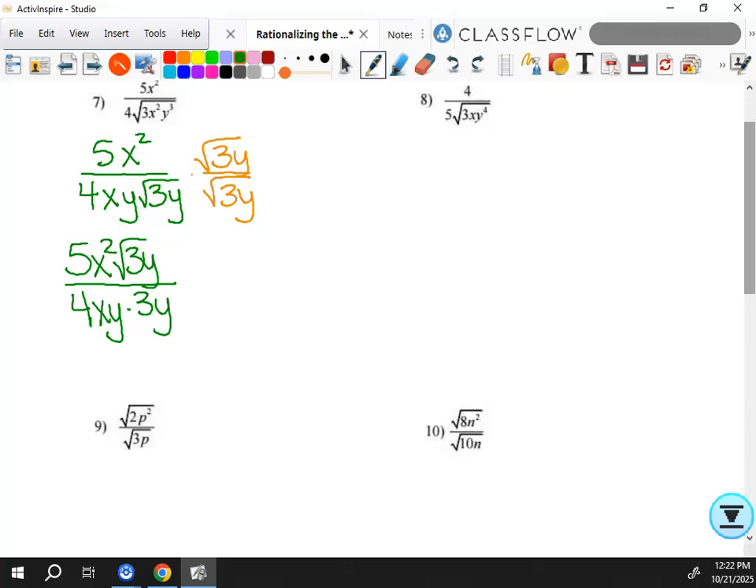Even before I multiply this, can I simplify something? And sometimes simplifying is easier before you multiply, especially if there was like a 3 up here. It just makes more sense. But I can cancel out one of these x's with this one right here, right? And that's really the only thing I can cancel out. So then that leaves me with 5x times the square root of 3y over, and then 4 times 3 is 12. And then y times y is y squared.